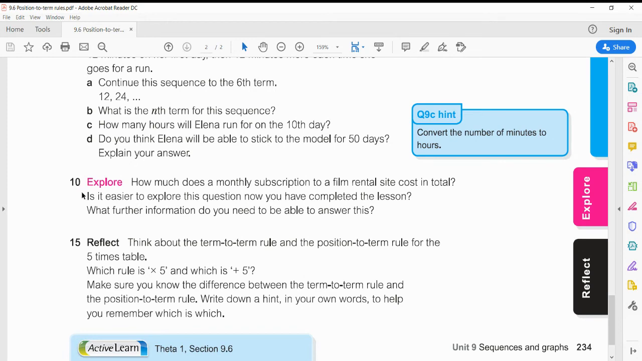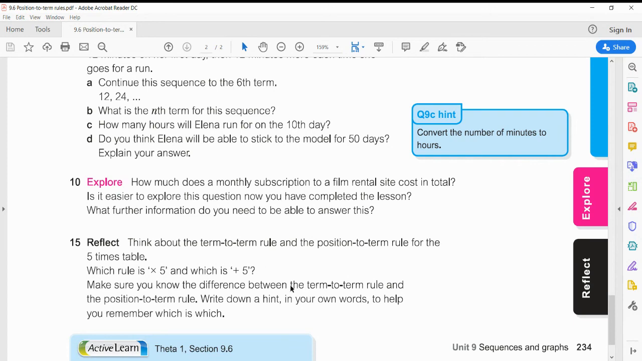Then it jumps from question 10 to 15, so a pretty big jump there. If we're going to reflect, think about term to term rules and position to term rules for the 5 times table. Which rule is times 5? Which rule is plus 5? Times 5 is position to term rule, because first position times 5 gets you 5, second position times 5 gets you 10, third position times 5 gets you 15. Plus 5 is term to term rule, because you go 5 up to 10 up to 15. You're adding 5 going across. You're multiplying by 5 going down. We've got to know the difference between these.